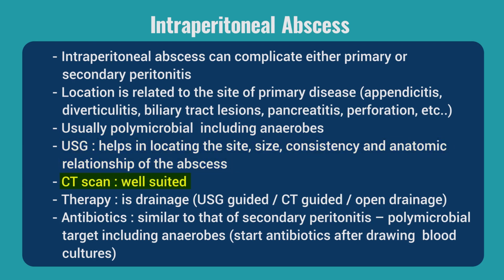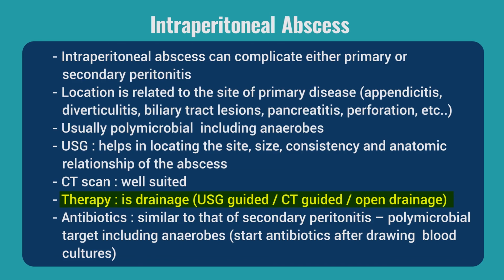A CT scan is many times required to characteristically define the site and size of the lesion and the feasibility of putting a drain or approaching the abscess fluid for diagnostic as well as therapeutic purposes, because one of the main treatments for this kind of intraperitoneal abscess is drainage, which could be ultrasound guided or CT guided, wherein we can place a pigtail which will keep draining the fluid. Sometimes if the patient is very sick, they may need a laparotomy to remove or debride the abscess. So therapy is usually drainage, which can be ultrasound guided, CT guided, or open, as I already discussed. Antibiotics are similar to those for secondary peritonitis, with a polymicrobial target, and most of the time we will have to cover gram negatives, gram positives, and anaerobes if it is lower down the gastrointestinal tract.